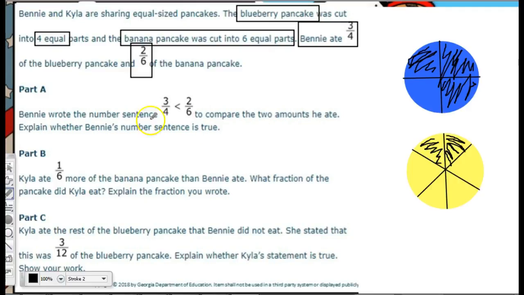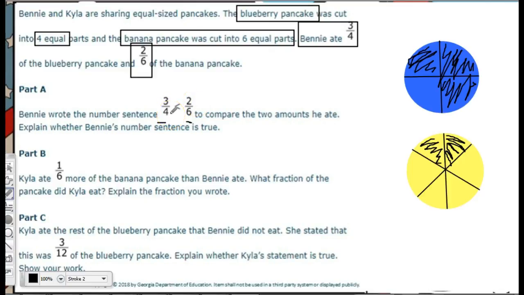All right, so if I were to look at his sentence, he had 3/4 is less than 2/6. Looks like to me he had more blueberry pancake than he had banana pancake. But how can I prove that with my equation? So we need to get common denominators. 4 and 6 are not equal parts here, so I need to figure out how I can make this into equal parts. I know that both of those numbers can go into 12, so I just need to change my equation to get equivalent fractions.